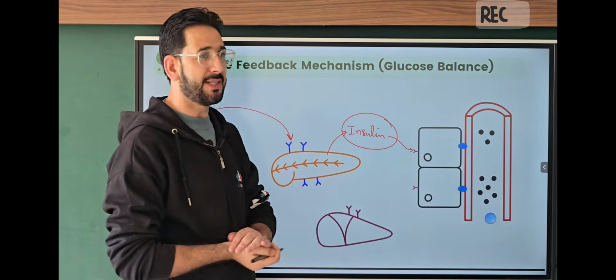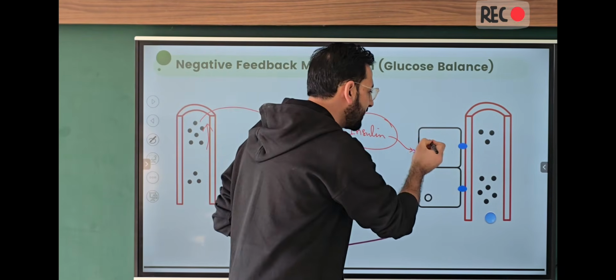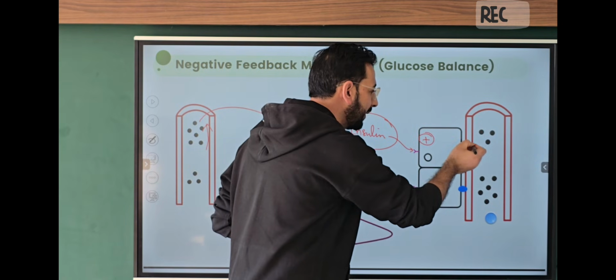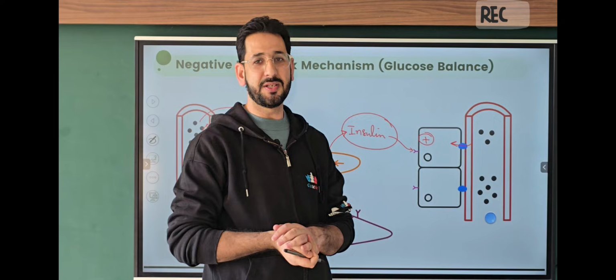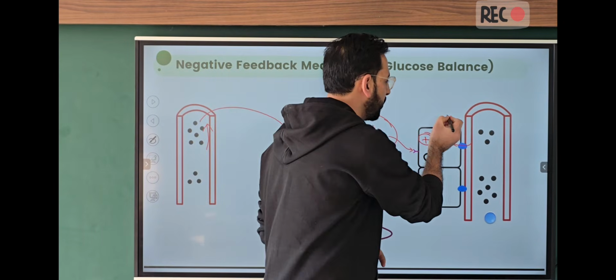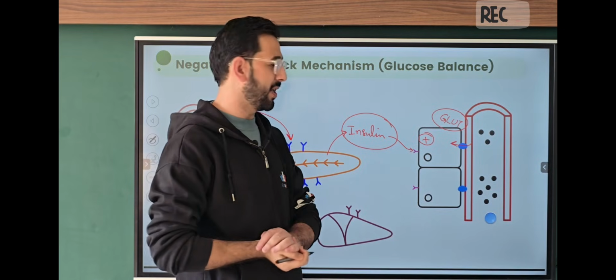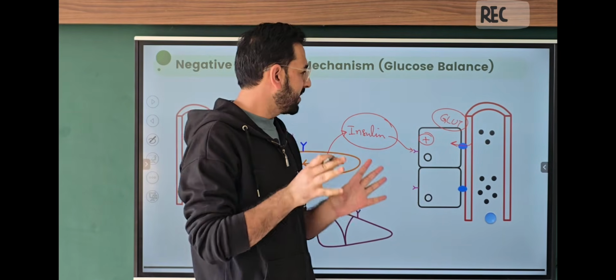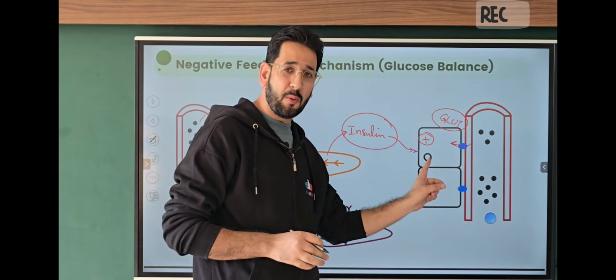It goes to the body cells and it acts on the body cells, and it stimulates these body cells to open these channels, and these channels are called glucose transporters. And these glucose transporters, we call them GLUT. Okay, GLUT is the glucose transporters. There are different types, but here you have to understand that this insulin will act on the body cells.